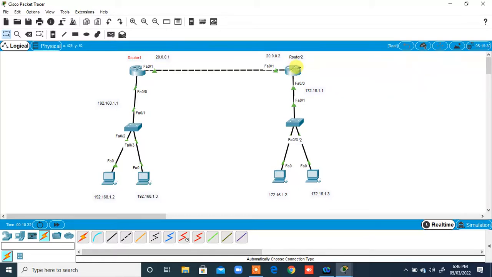Similar to that, if we go to router 2, we have two different networks. One is 172.16.1.0, because that would be the network ID, and on FA0/1 we have 20.0.0.0. As I told you, we just need to advertise our network only. So we are first going to router 1.